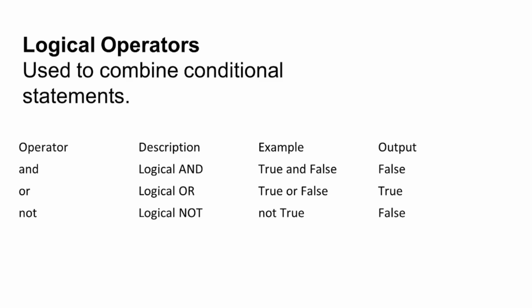Logical or: true or false, the first value is true, so it is going to be true. True or true is going to be true. False or true is going to be true. False or false is going to be false. This is the logical or operator. Logical not is always the opposite: not true is false, not false is true.